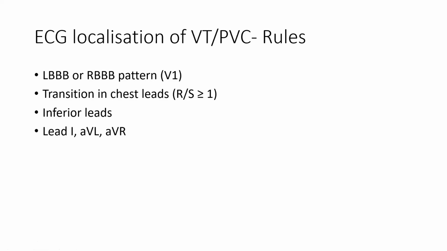We look at this relative to the sinus transition, and we look at the inferior leads. If it's positive, that's an inferior axis, and the reverse is true, and leads one and AVL. We looked into fine localization, the discrimination between different locations.